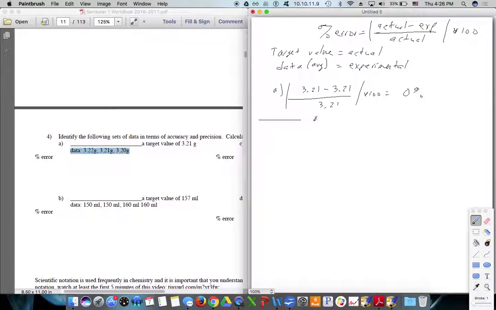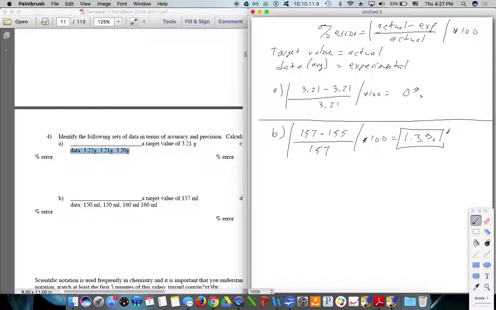Let's look at B. That's going to give us at least a little bit of a percent error. We have 157 minus 155. Just a review of averages. Add the 4 numbers together, divide by 4, come up with 155. We'll divide this by 157 again, times 100, and get out my calculator. 1.3% error.